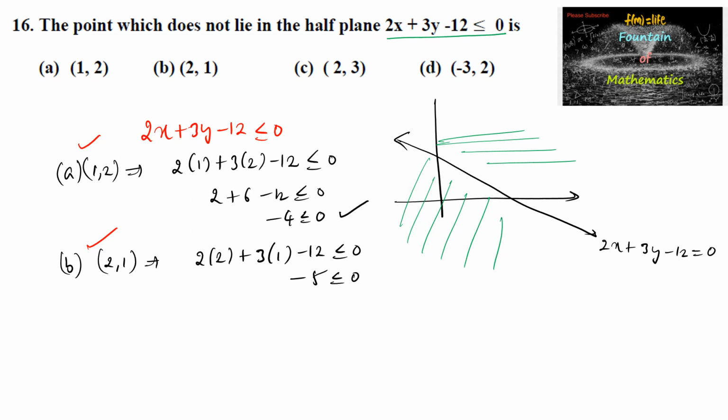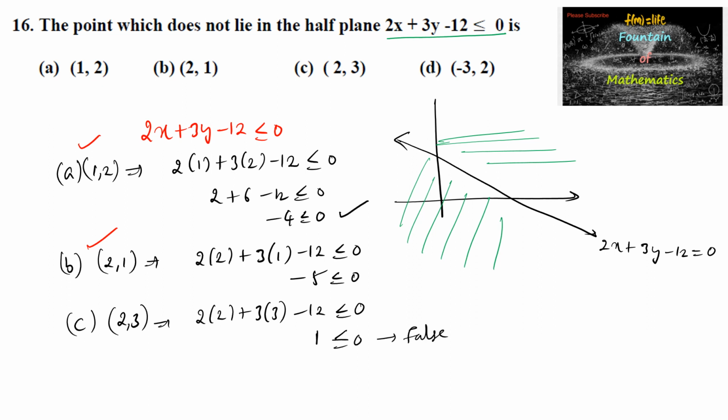And coming to option C, (2, 3): 2 times 2 plus 3 times 3 minus 12 ≤ 0, that is 4 + 9 = 13, 13 - 12 is 1. 1 ≤ 0 is false. So we can say that this point is not satisfying, not belonging to this half plane. So the point which does not lie in the half plane is (2, 3), option C.